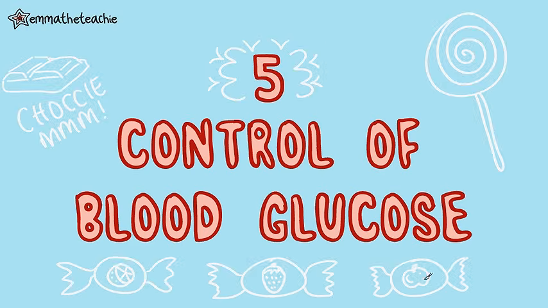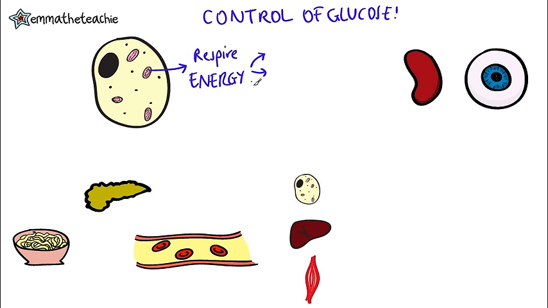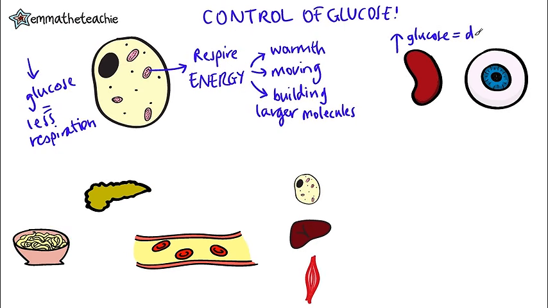5. Control of blood glucose. Glucose is essential for our cells. The mitochondria in our cells use it to respire. This releases energy for essential functions like keeping warm, moving, and building larger molecules. If we don't have enough glucose, our cells won't be able to respire. If we have too much glucose, it can damage organs like our eyes and our kidneys. We need to keep blood glucose levels within a small range.